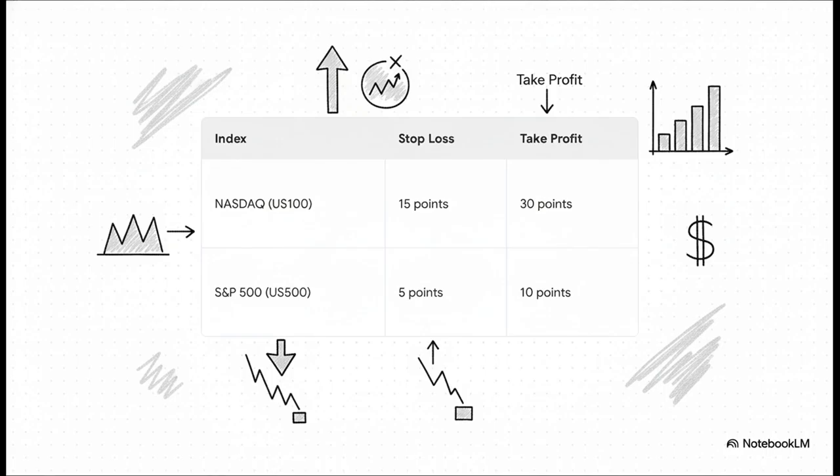For the NASDAQ, it's a 15-point stop loss and a 30-point take profit. For the S&P 500, it's a bit tighter, a 5-point stop and a 10-point target. This mechanical approach takes all the emotion out of your exits.